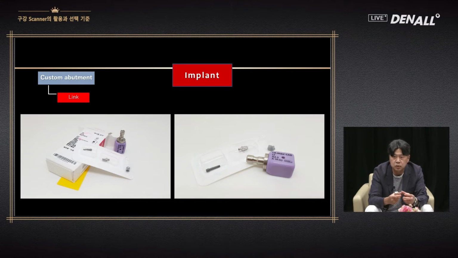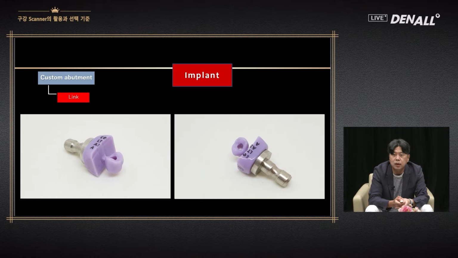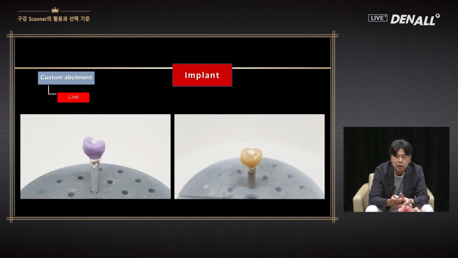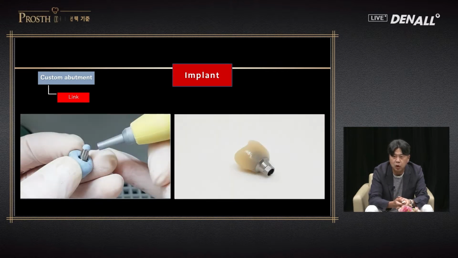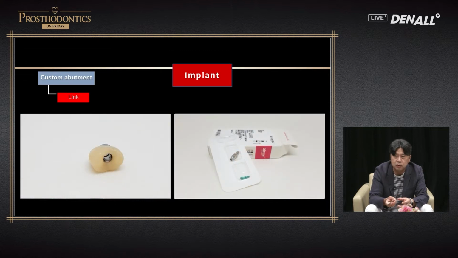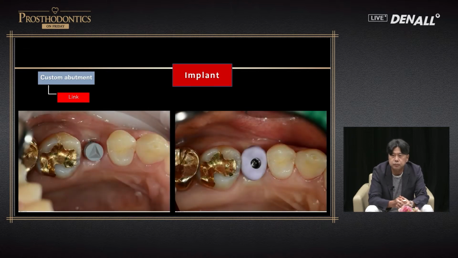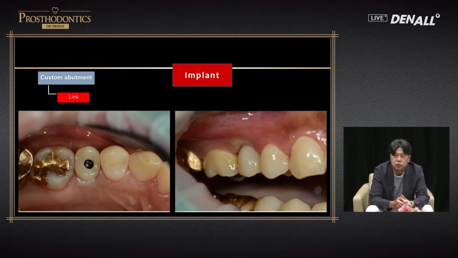This looks familiar. This is from Osstem. The middle one is the link. On one side, the scan body and a screw on the other. Emax block from Evoclar is milled as it is. It is sent to the porcelain furnace. The color is changed. The link is sandblasted using resin cement. A one-piece screw-retained crown is fabricated.